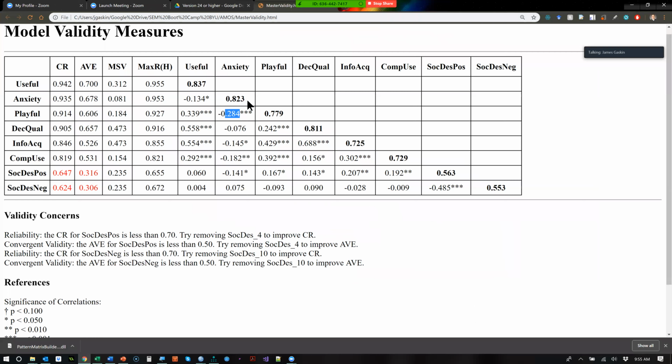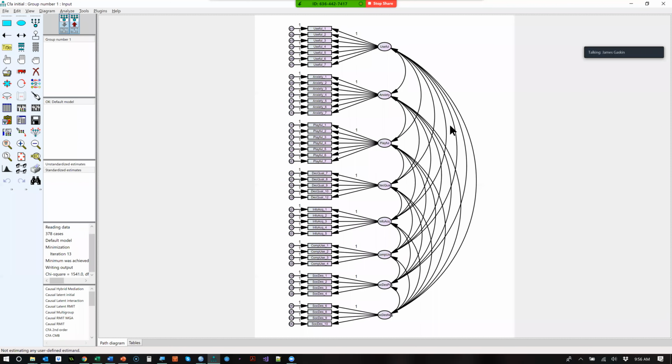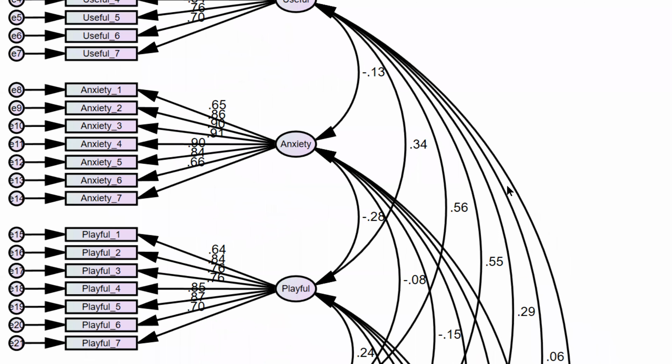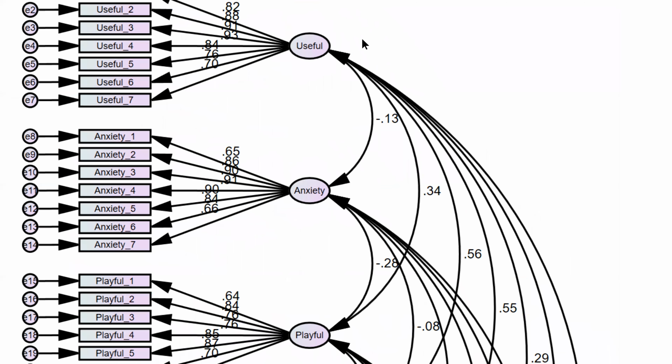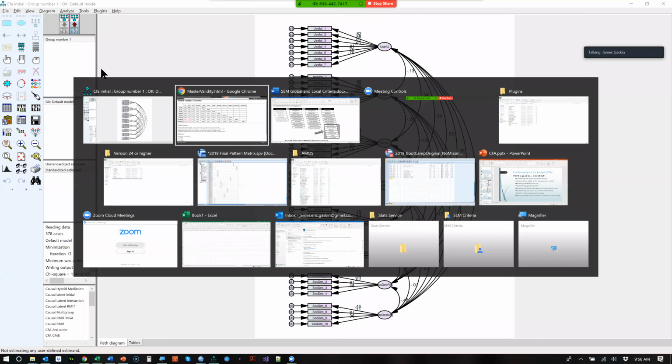That's addressed, again, by the square root of the AVE compared to the correlation, or the MSV, the maximum shared squared variance. Is it greater or less than the AVE? This is what this all means. The maximum shared squared variance is which correlation is the greatest, and squared. So if we look at useful and we look at all these correlations, which one is the greatest? And is this correlation more than or less than the AVE for that factor? The AVE or the square root of the AVE? Just the AVE itself, yeah. So we were just comparing correlations to AVEs in this case.